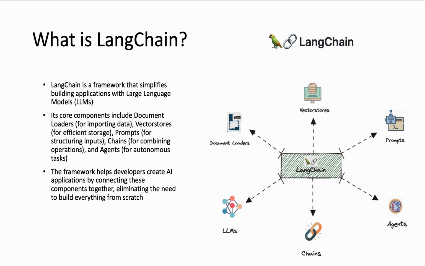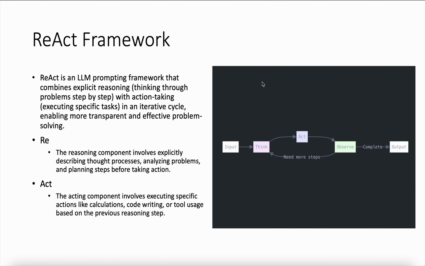So the core components here: you can see the document loader, like importing the data, and the vector store, which we talked about before. And the prompts, and the chains for combining chains. We could talk about it later. Basically, it's chaining the components, so that let's say you have a linear, sequential operation. And agents, which we'll have more on later. So the framework helps developers create applications by connecting all these useful components together, and basically makes your life easier.